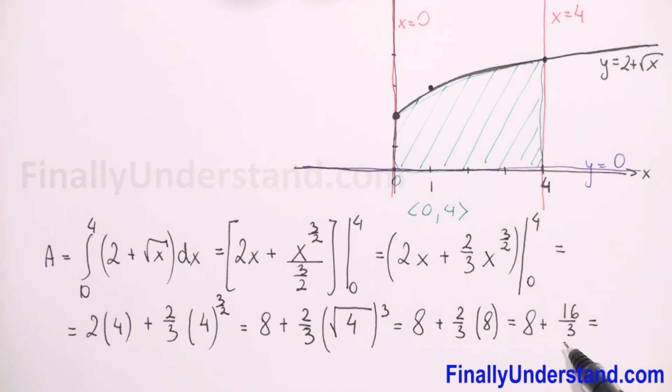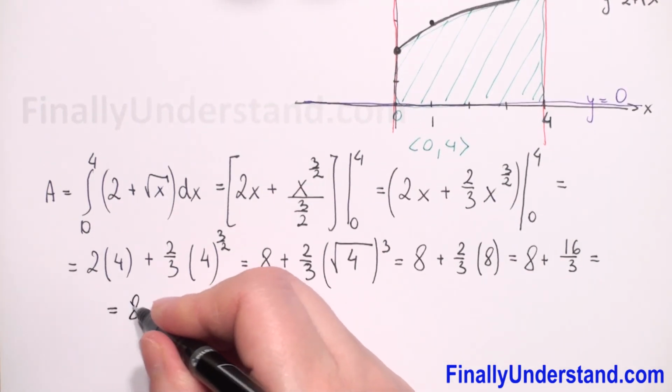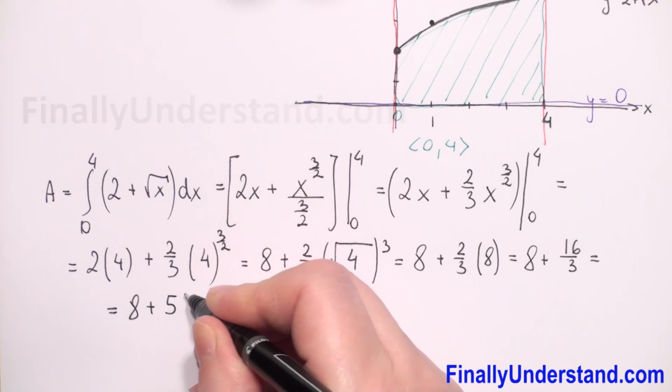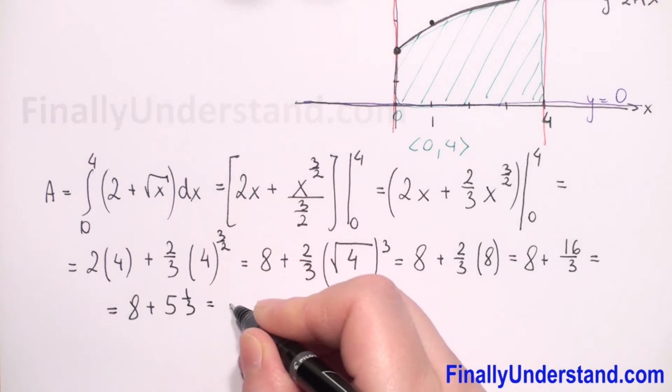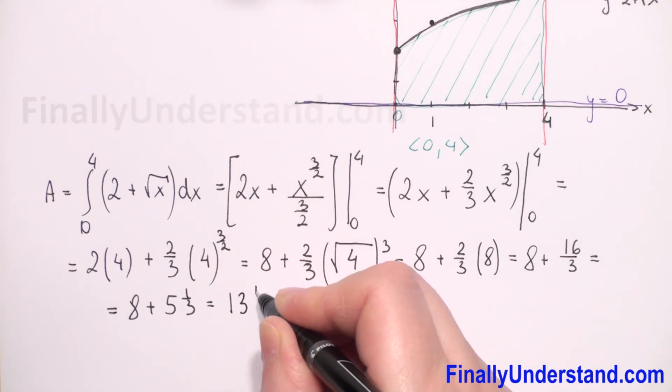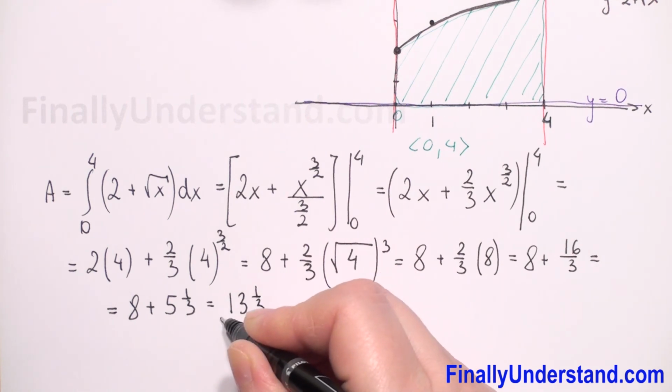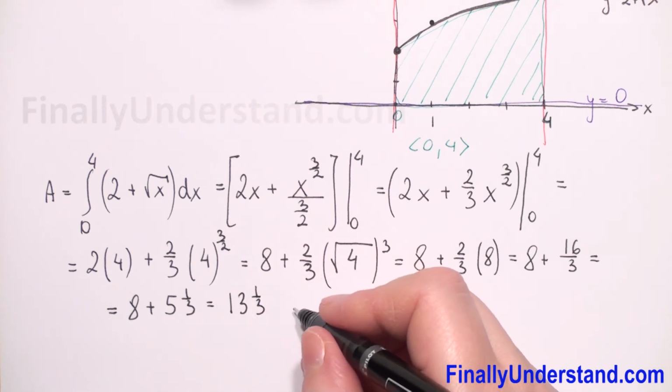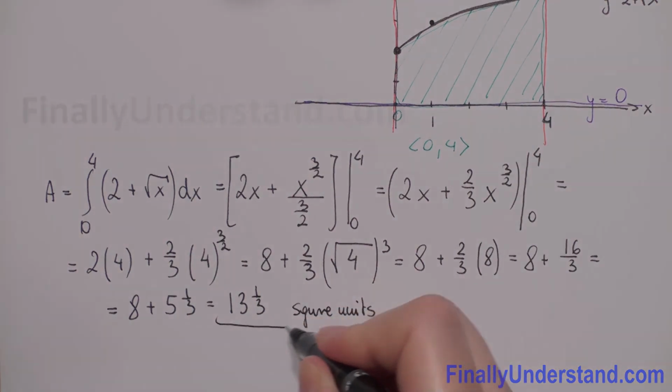We can change 16 over 3 to a mixed number. So this is equal to 8 plus 5 and 1/3. So this is equal to 13 and 1/3. And of course we have square units. This is my solution.